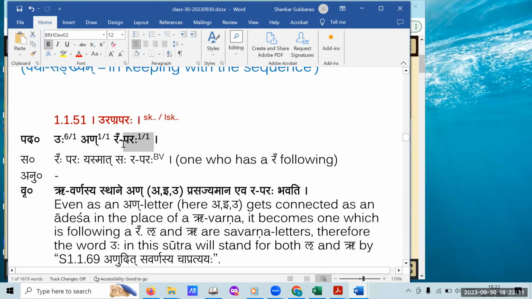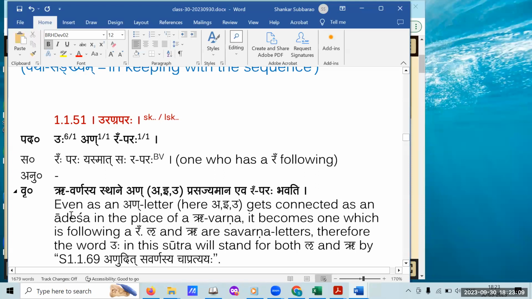So, ur, an and rapara. What will the sutra vritti say? First the samasa: ra paraha yasmat saha raparaha, that which is followed by ra is called rapara. It's an adjective for an. So an an which is followed by a ra is the meaning. What is the vritti now? R varnasya sthane an prasajyamane eva raparaha bhavati. If the r has to be replaced by an an, it will always be followed by ra. It is not ra, it is ra. This is what it has to say here. Is that clear? Because ra is different from ra. Ra is not ra and la.